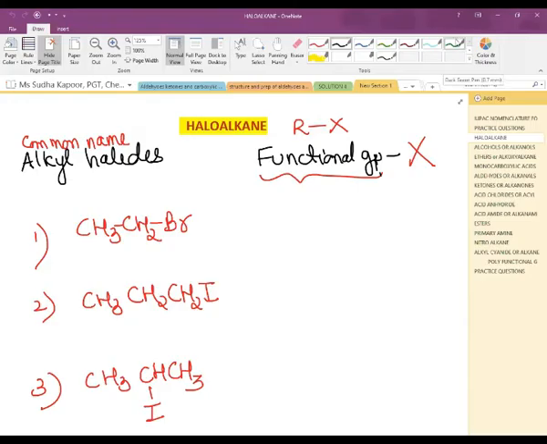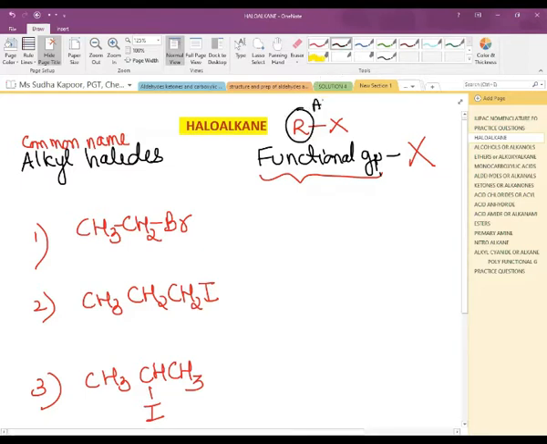Hello children, in today's video we are going to discuss the various functional groups and how they are given names in the common system and in the IUPAC system. So some of the very important functional groups, starting with the haloalkane. Haloalkanes are represented by R-X, where R is the alkyl group.